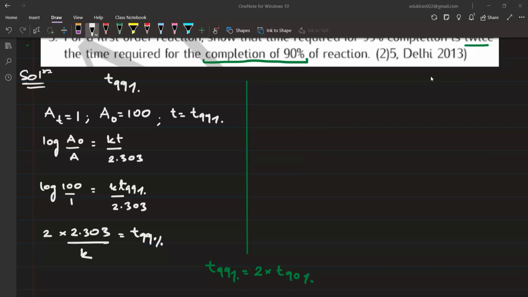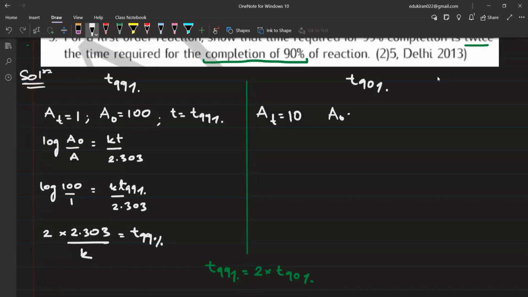Guys understood? ठीक है. Now when we have T99%, अब T90 निकालते हैं. What will be remaining, guys? Please tell me कितना होगा? How much is remaining? 10. Fia, Hafsa, 90% कंप्लीट, तो हाउ मच इज रिमेनिंग? बोलो ना यार. 10%. 10 रिमेनिंग होगा, हाँ या ना? Yes, sir. Got it ना?